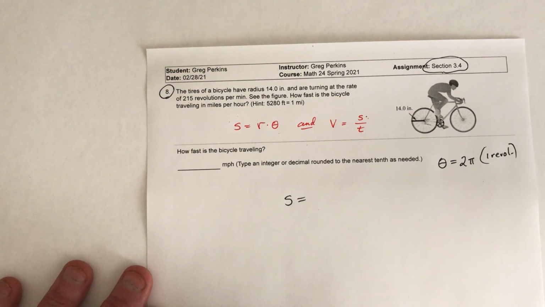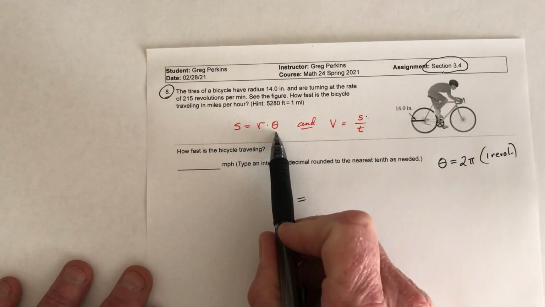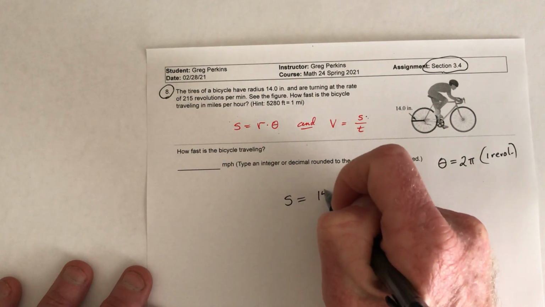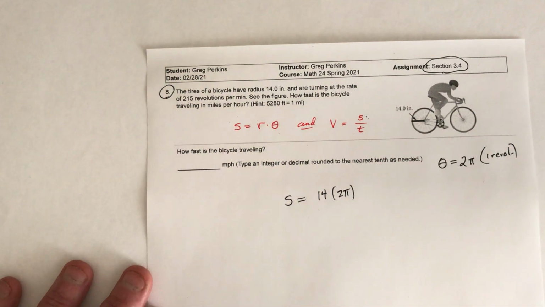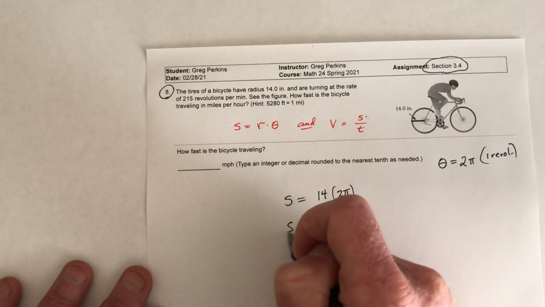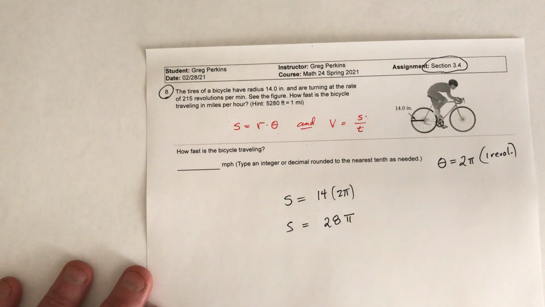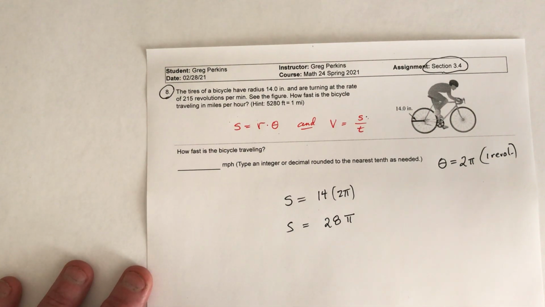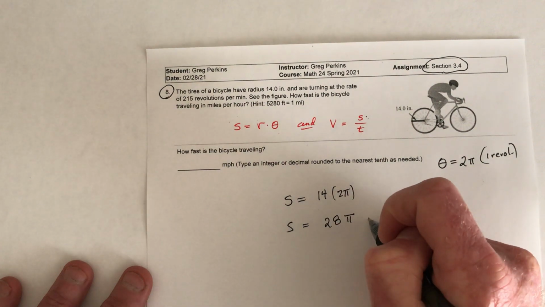So for 1 revolution, the formula is going to be R times theta. So R is 14 times theta is 2 pi. And then that's going to be the distance when it goes around 1 revolution. So I'm just going to write that as 28 pi. Okay, now the 14 was in inches, so right now this is in inches.